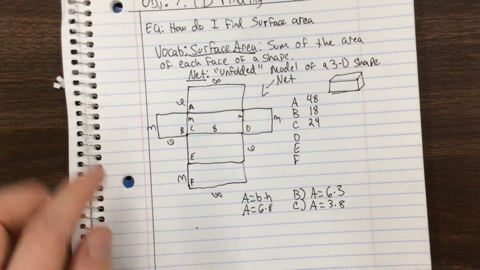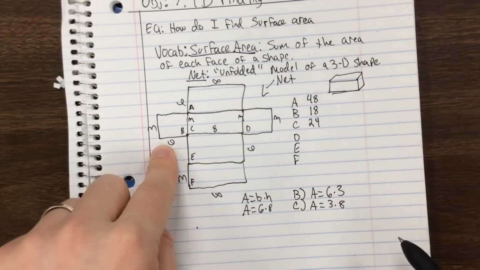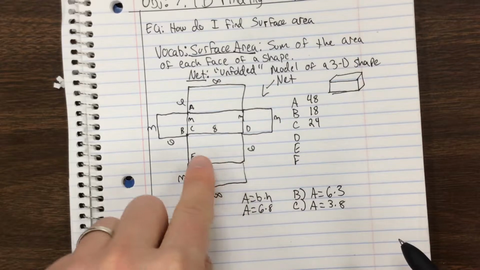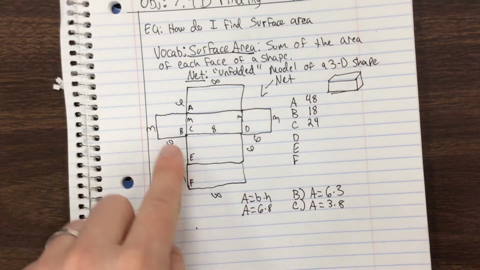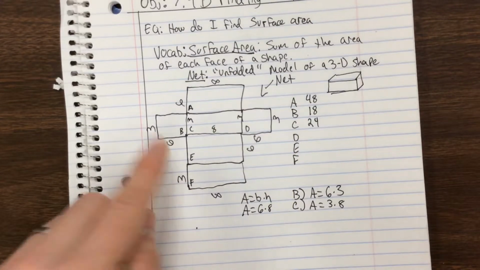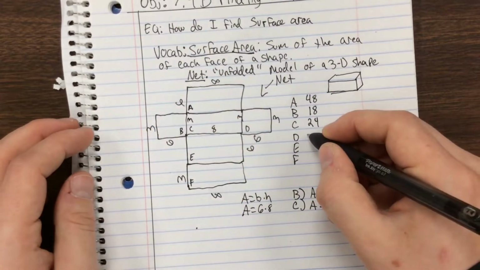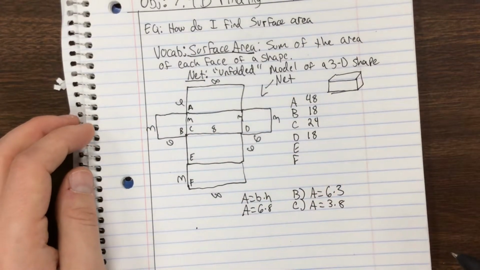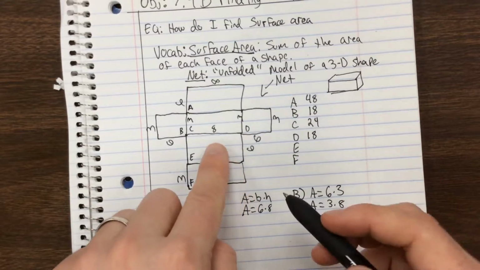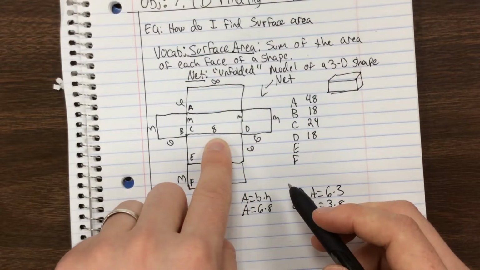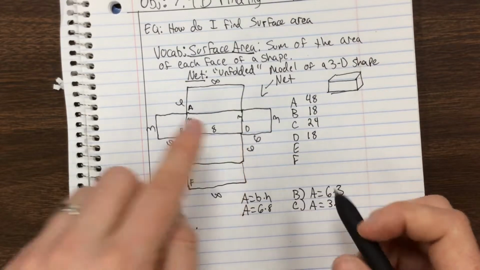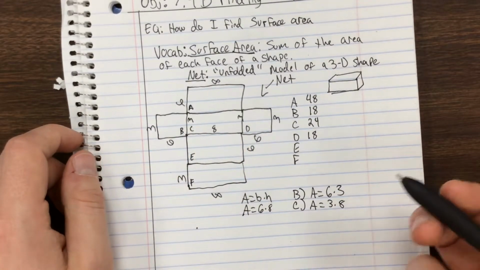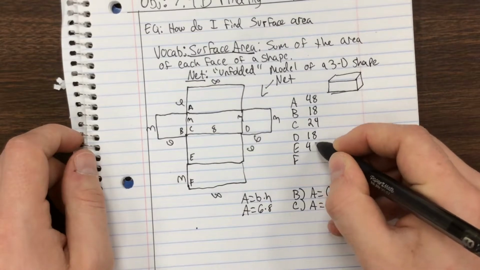Now we'll go to D. D is actually the same shape as B. Do you see that? We have a 6 on this side and a 3 right here. So it's the exact same shape as B. So you can just write down what you had for B, which was 18. Now you have E. You have the length of 8, or the base of 8, and the height of 6. So again, 8 times 6 was 48.